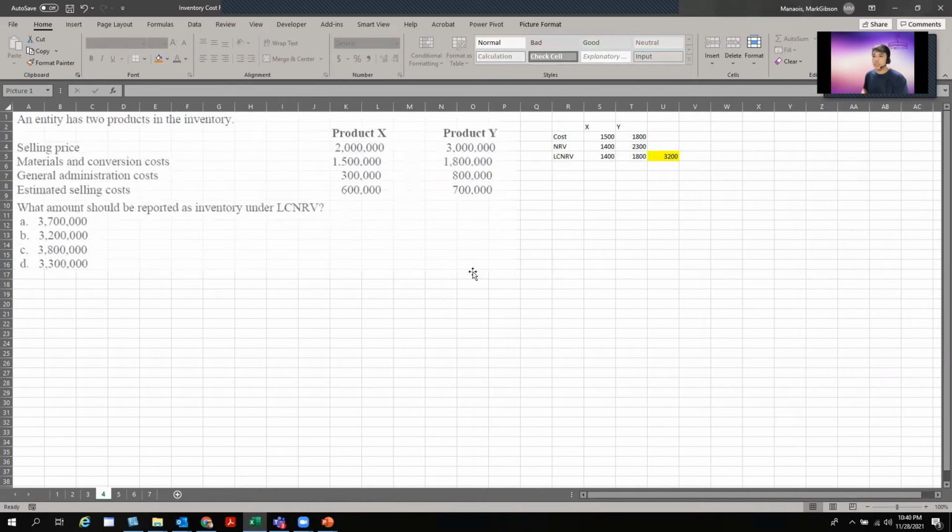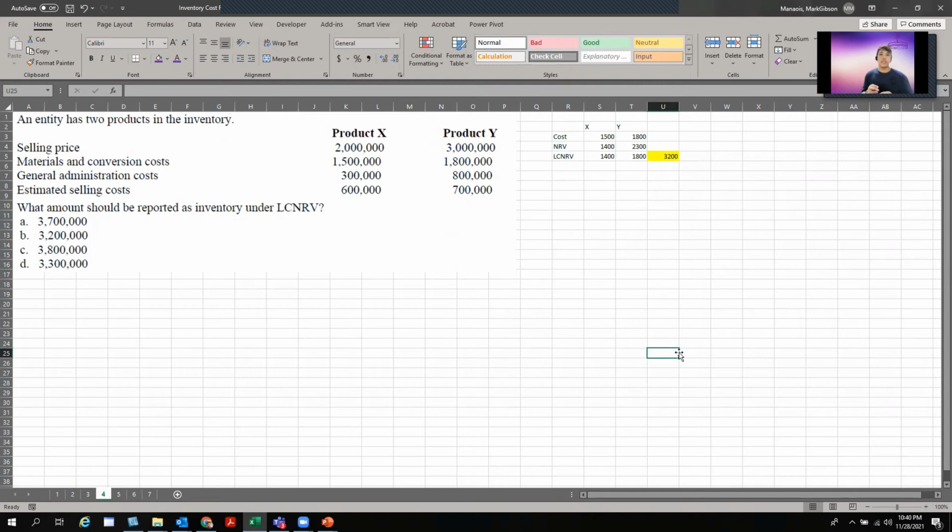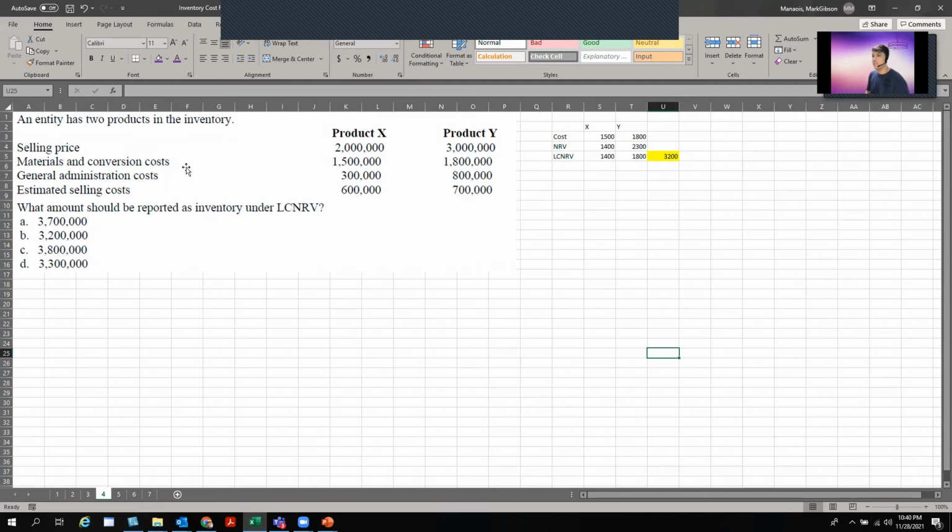So with that, pag-usapan natin yung problem number 4. Tandaan, under LCNRV, we're actually comparing two, no? So the cost versus the net realizable value. And then earlier on, we've discussed also, ano nga ba yung NRV? Paano nga ba nakukompute yung NRV? It's the selling price, estimated selling price, less cost to complete, less cost to sell, no? So with that, how much is the cost for product X? Product X is 1.5 million.